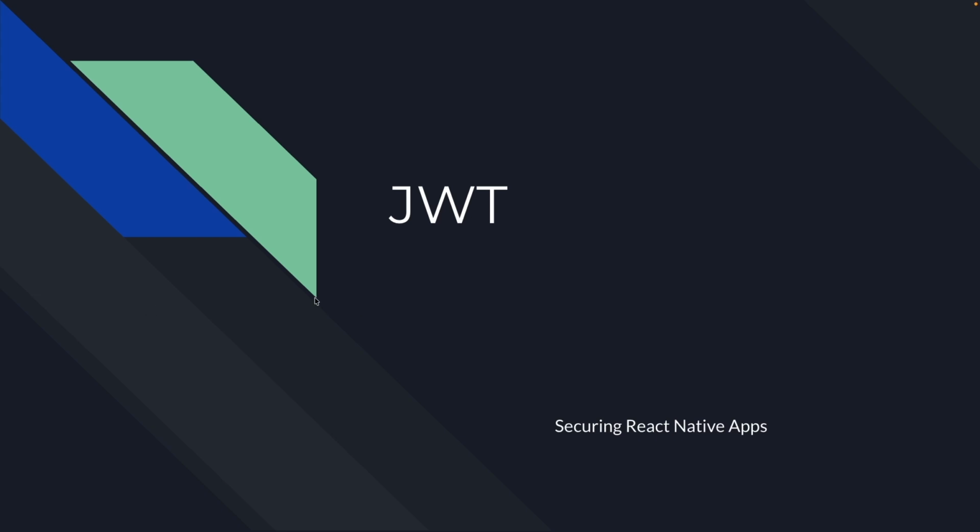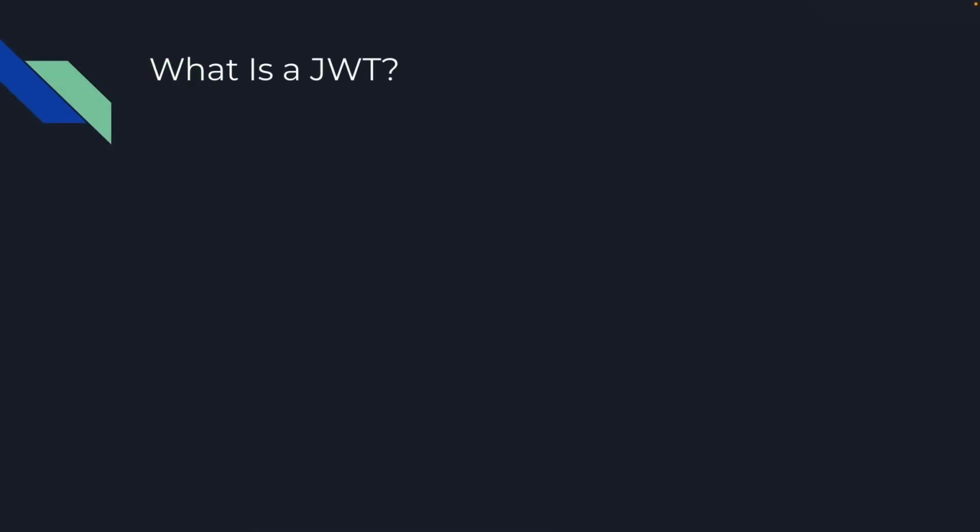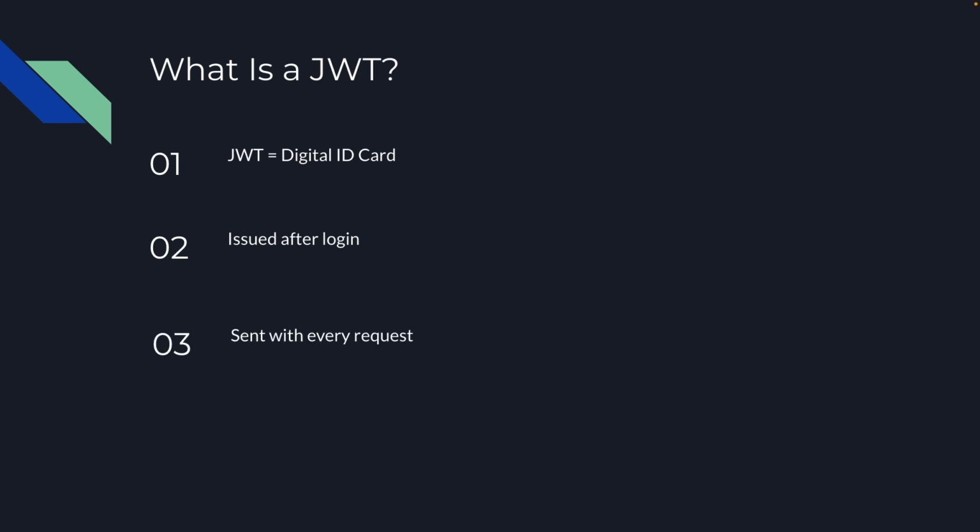So the first thing that we need to understand is, what is a JSON Web Token? First, a JSON Web Token is a digital ID card. When you log in, the server gives you a signed token, as we saw in the demo, right? And your app sends the token with every request to prove your identity. So if the server trusts you, you get access to anything. But there is a problem. The server must verify it correctly.